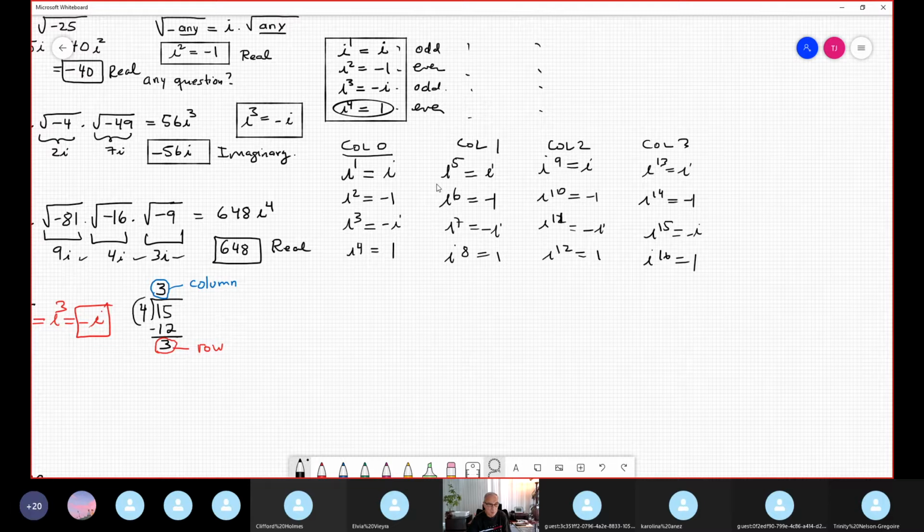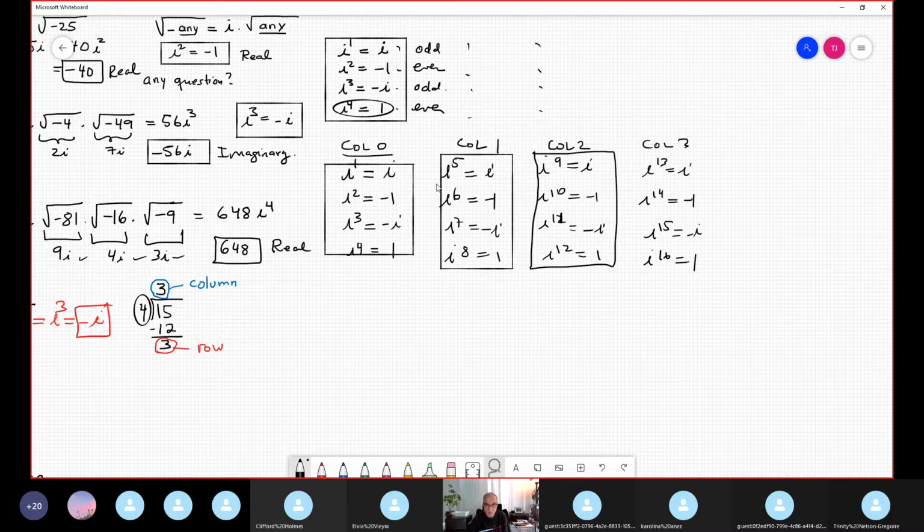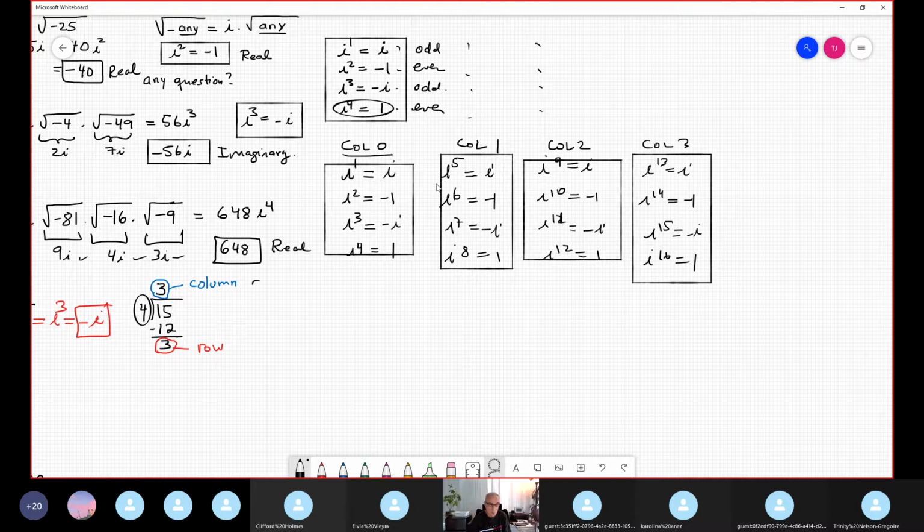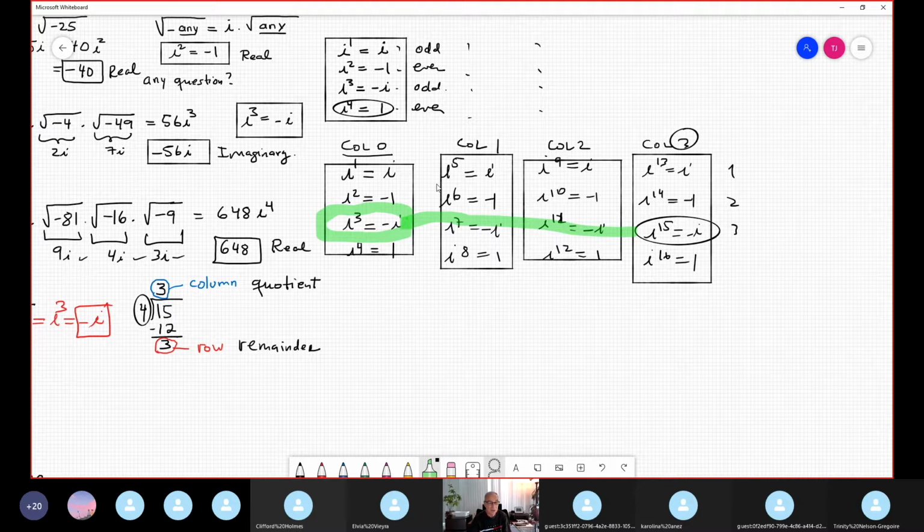So when you divide by 4, because the repetition is every 4 elements in this array, 4 elements in this array, 4 elements in this array, the column is given by the quotient number. The quotient gives me the column, column 3 in our case. And the remainder gives me the information what row it is, row 1, row 2, row 3, exactly in that position. I know by reference that row 3 is exactly this. I know by memory that i cubed is negative i. Therefore, the answer is negative i. Now it's clear, mister?